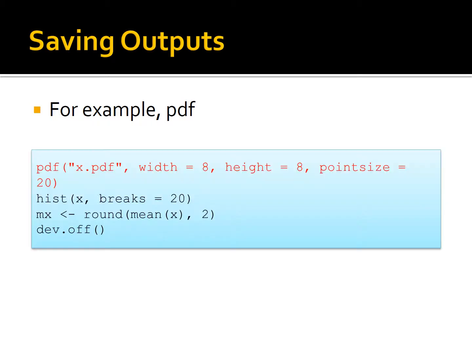For the PDF, we use the pdf command and then the file name, and the width and the height are in inches, and the point size is the font size. So you put all the graphs that you want and then you turn off the device, then you will get the graph.